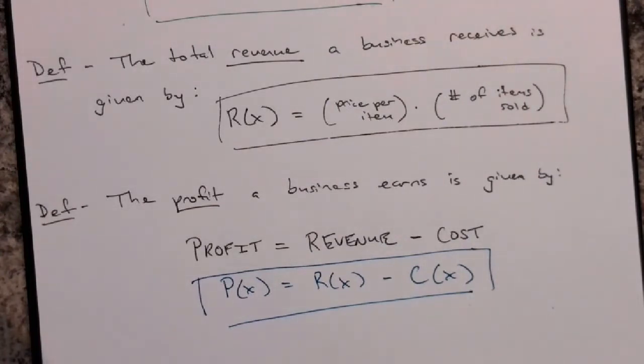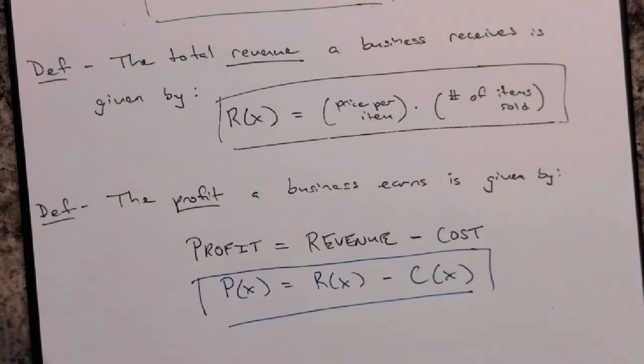So profit is equal to revenue minus cost. To make a profit, to come out ahead, your revenue would have to be larger than your cost. So when you subtract those, you get a positive number. If you lose money, that would mean that your costs were higher than your revenue, so revenue minus cost will give you a negative number. A negative value for your profit means you lost money.